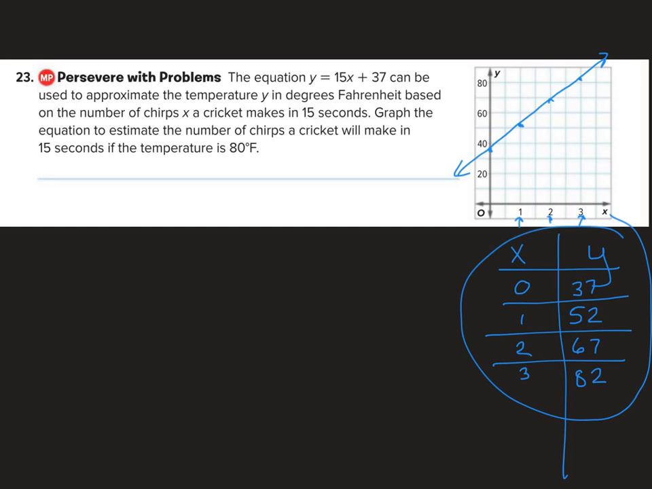And so now I have to answer the question. So this is actually about 80 degrees. So this 82 here is my 80 degrees Fahrenheit. So at about 80 degrees, there'll be about 3 chirps. So about 3 chirps is the answer there.